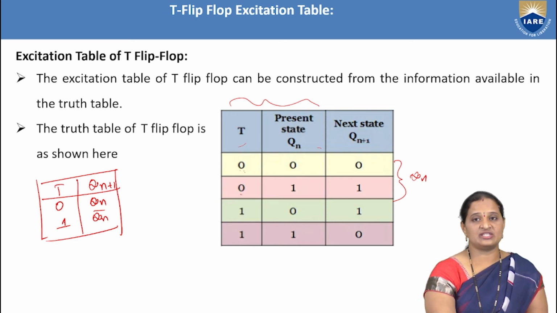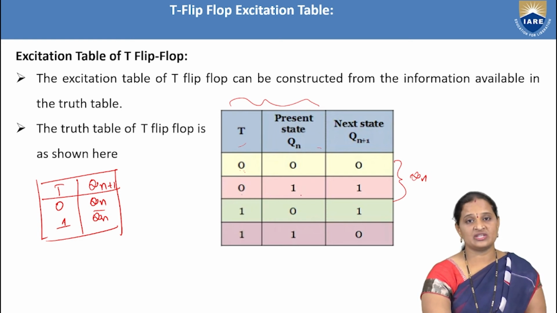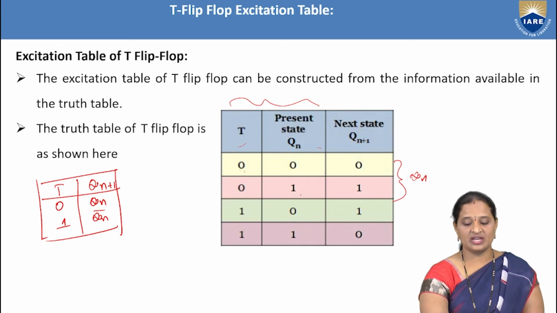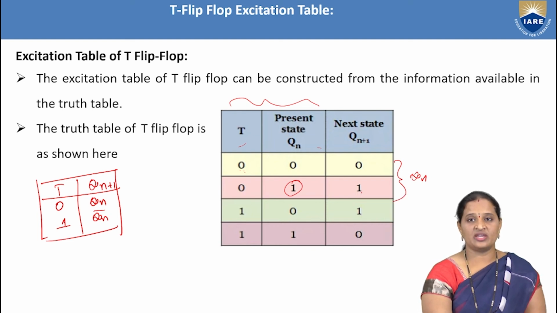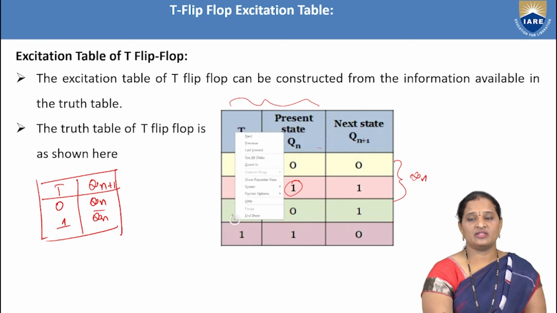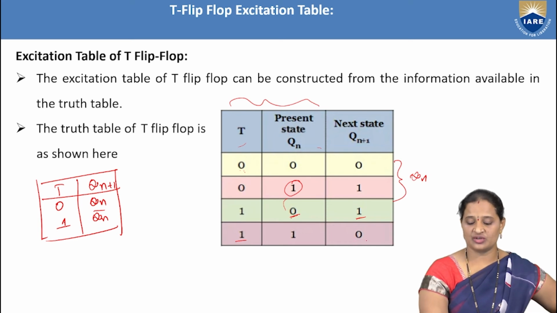Next, T input is 0, whereas present state is 1. When T input is 0, the next state is equal to the present state, and hence the next state is 1 here. Next, toggle input is 1 here and the present state is 0. When the toggle input is 1, the next state is the complement of the present state. What is the present state? 0 here. Complement of present state is 1. Next, toggle input is 1 and the present state is 1. So the next state will be the complement of present state, which is equal to 0.